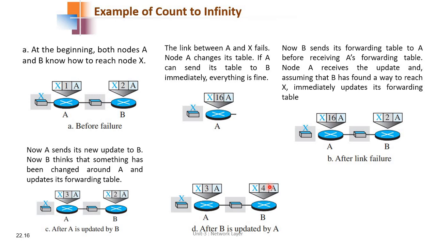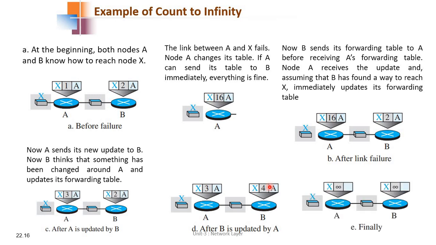What is actually the problem? A thinks that there is a connection known by B, so A thinks there is a connection between B and X, and it can transfer the data to B. When B receives a packet from device A, B thinks there is a connection between A and X, so it transfers the packet to A itself. Likewise, the packet is bombarding between router A and router B.